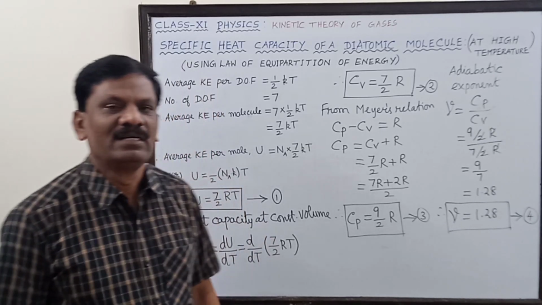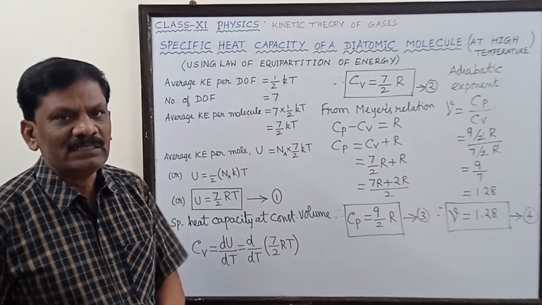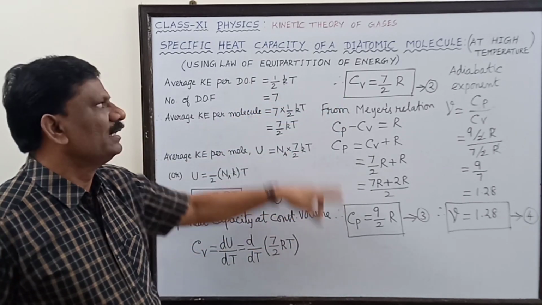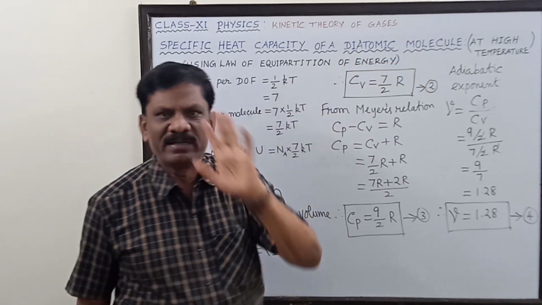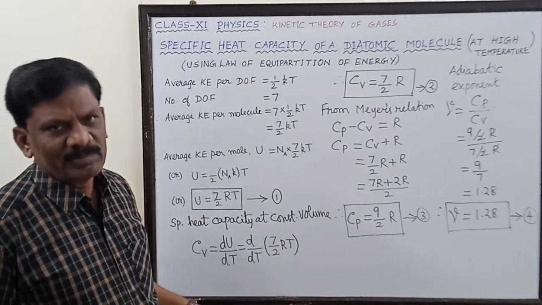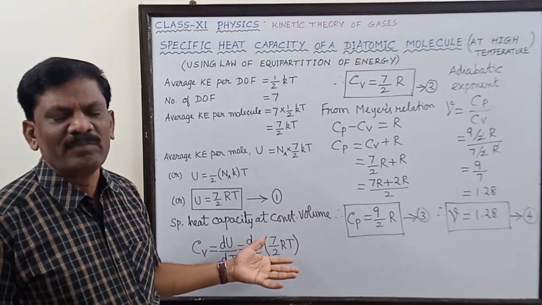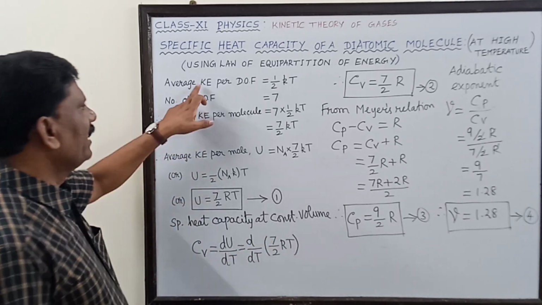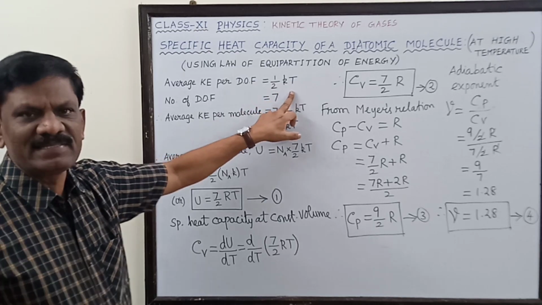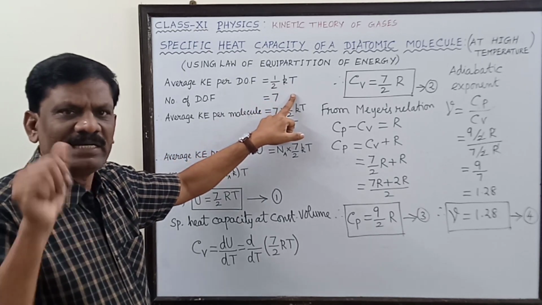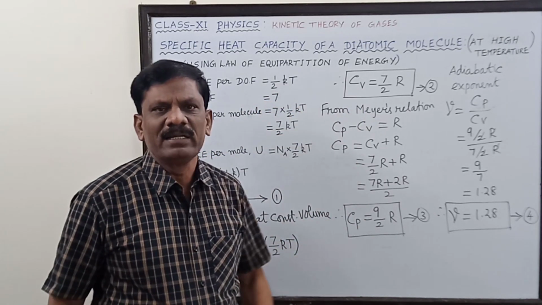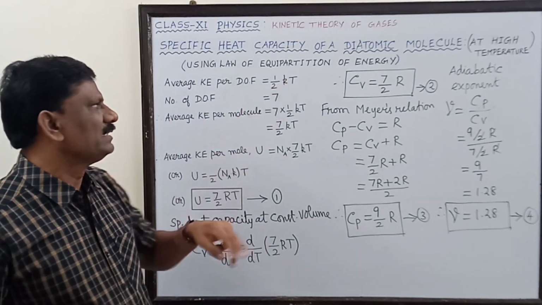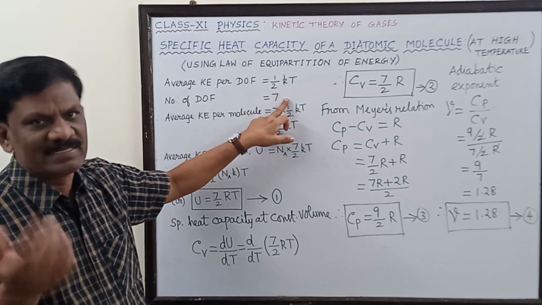Hi students, just now we derived the values of Cv and Cp for a diatomic gas at a normal temperature. Now it is a follow-up. We are going to derive for the same diatomic molecule at a high temperature, at any higher temperature. The average kinetic energy per degree of freedom is half kT, and for a diatomic molecule at a low temperature the degrees of freedom was only 5. At a higher temperature, the number of degrees of freedom will be 7.